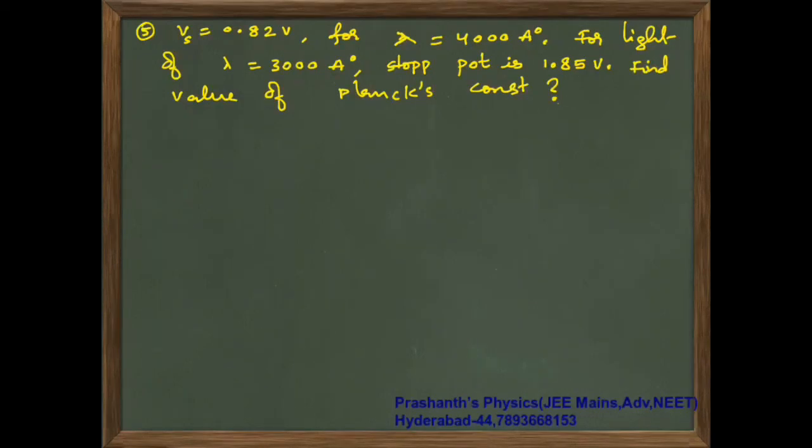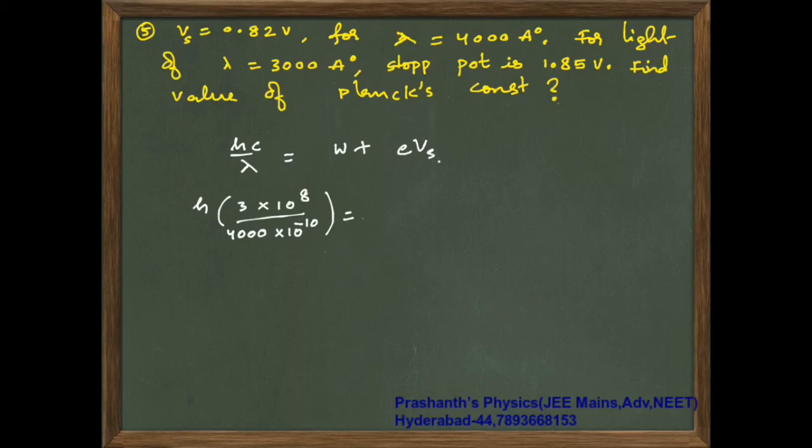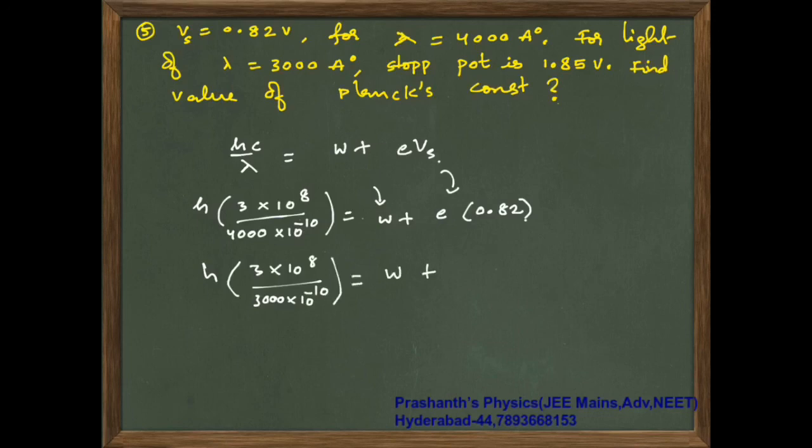Alright, so what you are supposed to do is, hc by lambda is equal to work function plus e times stopping potential. Now for the first equation, h times 3 into 10 power 8 by 4000 into 10 power minus 10, 1 Armstrong is 10 power minus 10, equals work function, which is going to be the same, plus e times stopping potential 0.82. For the second equation, h times 3 into 10 power 8 by 3000 into 10 power minus 10 equals work function plus e times stopping potential 1.85.